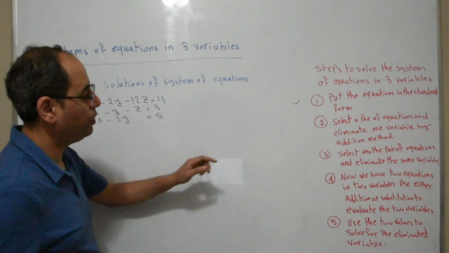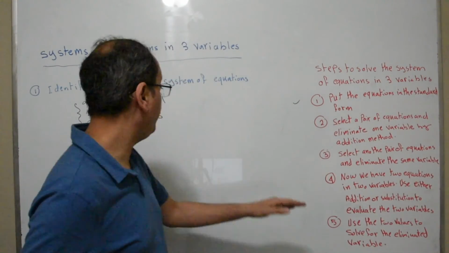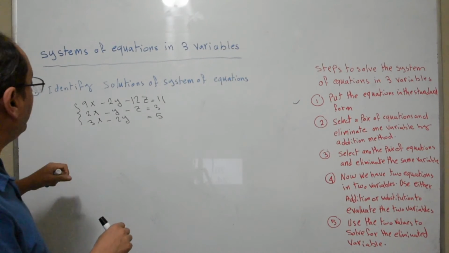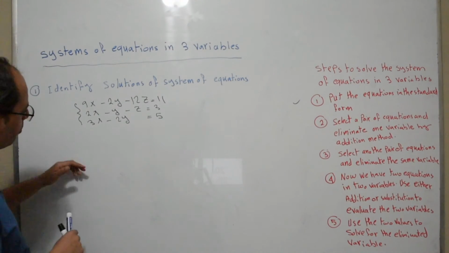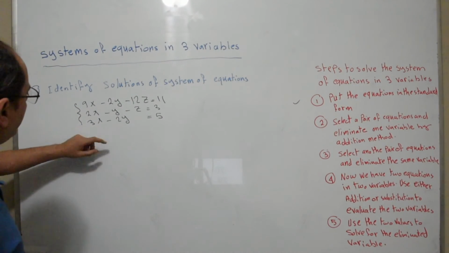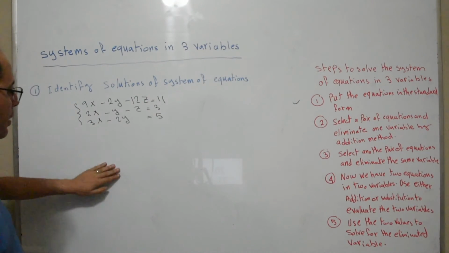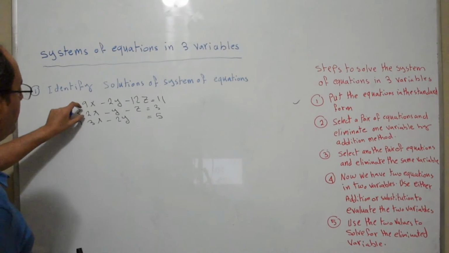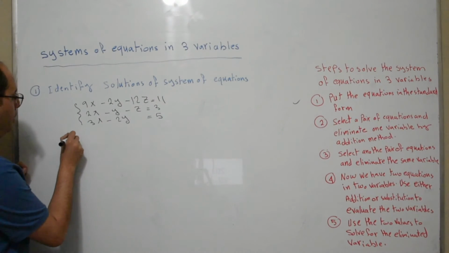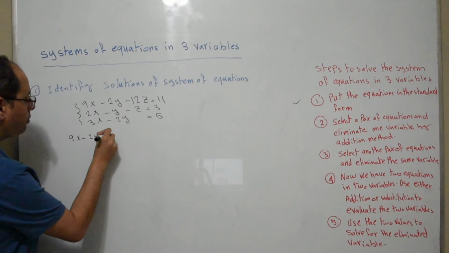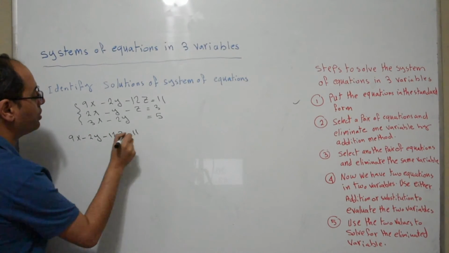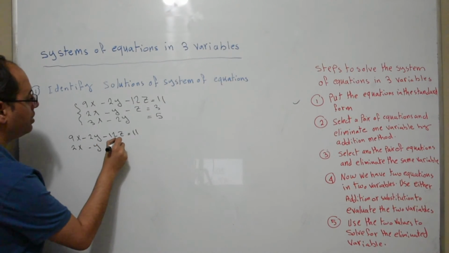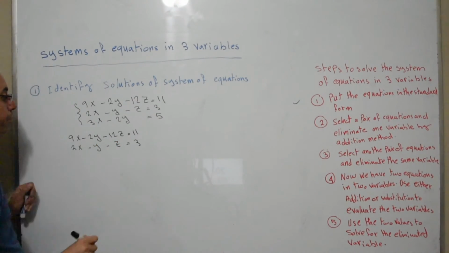Okay, let's start with the first step. Put the equation in standard form. Is everyone in the standard form? Yes. Okay, now we eliminate a variable. I am thinking about y. Why is that? Look, 2 and 9 are relatively prime, so I'll skip x. So I'm going to take the first two equations here: 9x minus 2y minus 12z equals 11, and 2x minus y minus z equals 3.